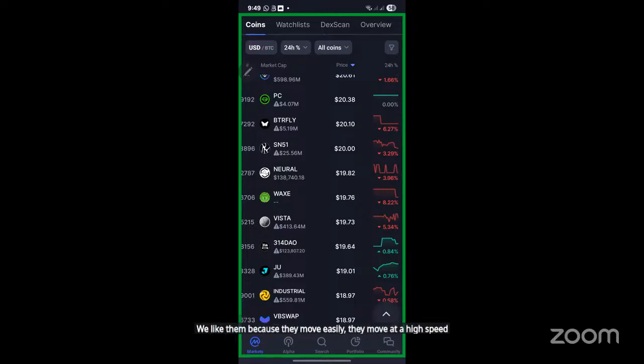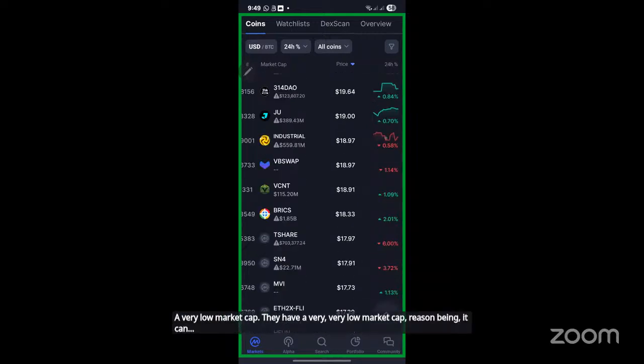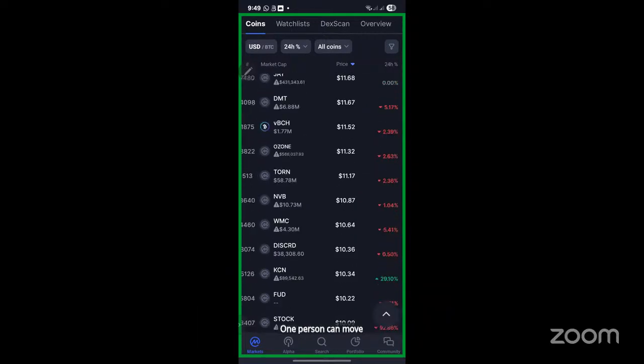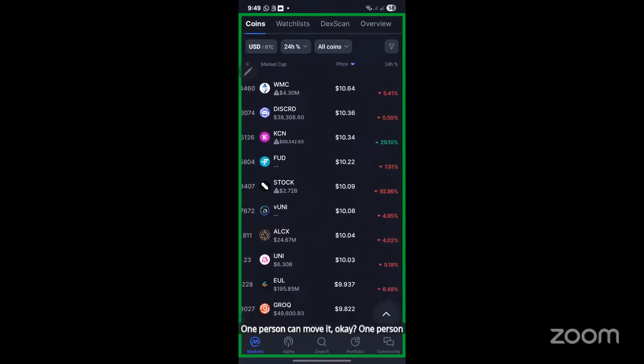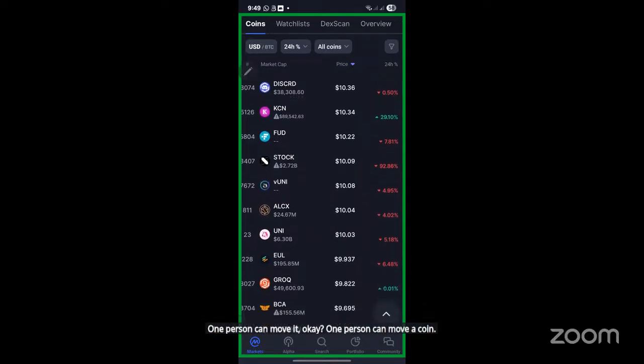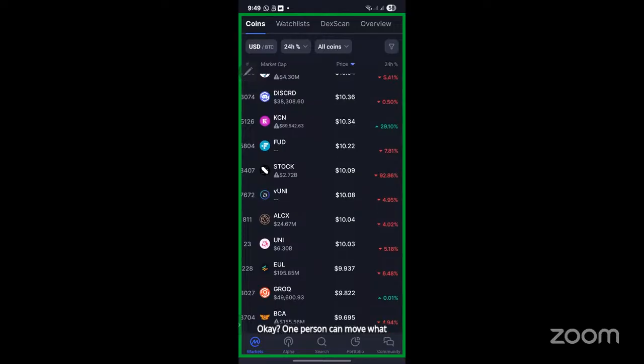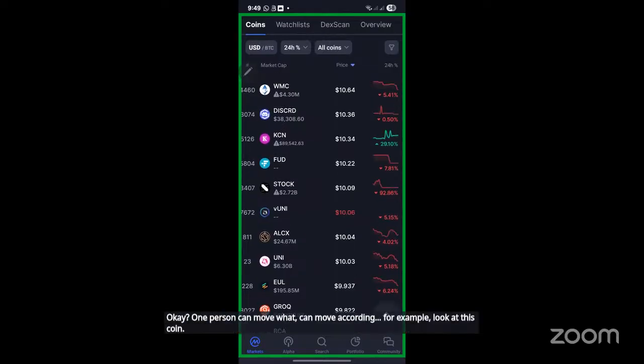But the reason why they move at a high speed is that they have a very low market cap. Reason being, one person can move it. One person can move a coin. For example, look at this coin in the 3,000.